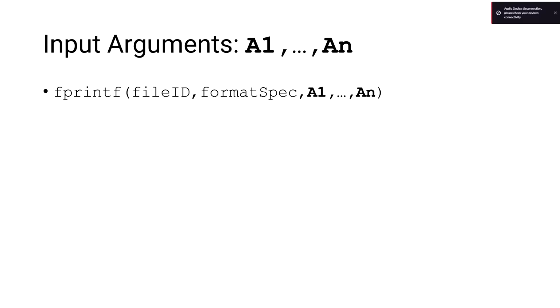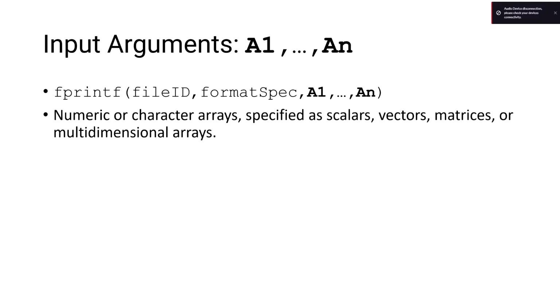Our last input argument in our fprintf function is numeric or character arrays specified as scalars, vectors, matrices, or multi-dimensional arrays. In other words, these are the input arguments, the variables that we want to format. Now let's take a look at a whole bunch of examples inside of MATLAB with varying degrees of complexity.